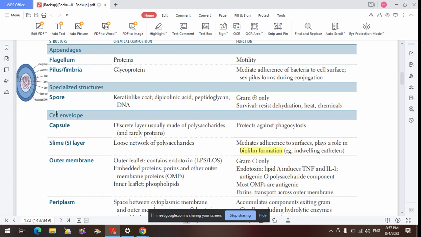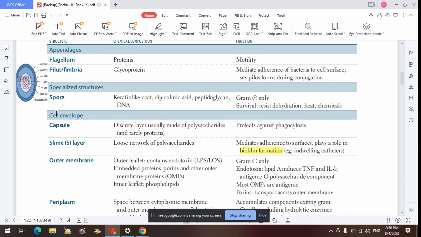The appendages. Appendages are just additional structures that are attached to the cell. Three of them: the flagellum, the pilus, and the fimbriae. So the flagellum is made up of protein only, and it's for movement. So when we say an organism is flagellated, it can move. It's an appendage, an additional structure, and it's whip-like. The next one is the pilus. Pilus and fimbriae, both of them are made up of glycoprotein, not only protein. So they have carbohydrate attached to that protein, glycoprotein. What's the function of the pilus?